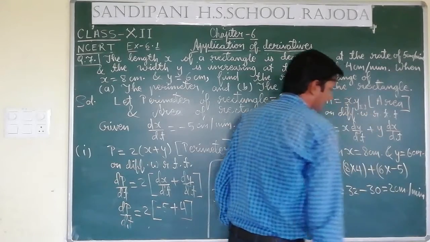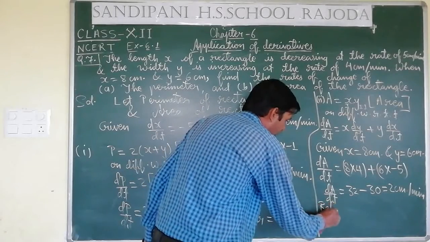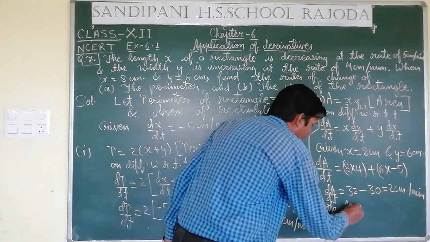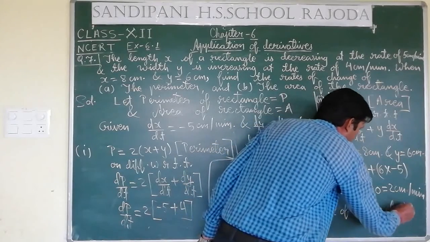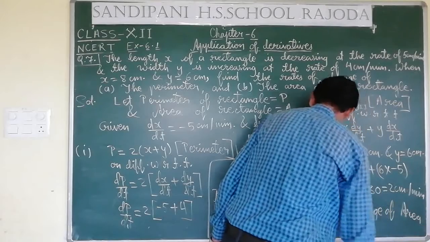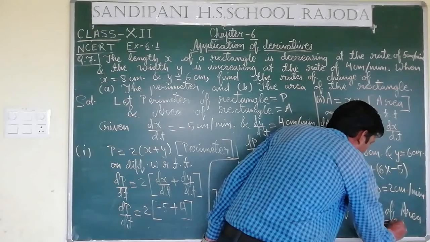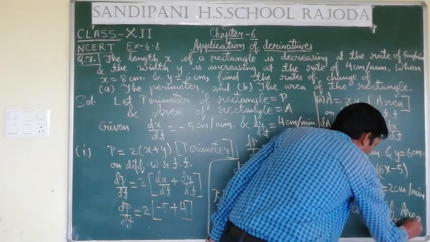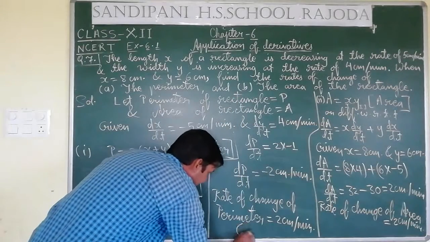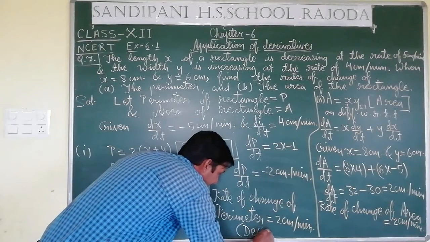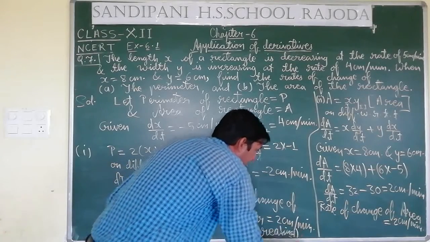But here it is increasing. Rate of change of area is equal to 2 centimeter per minute. One more thing, it is decreasing, that's why the minus sign is there, and here it is increasing.